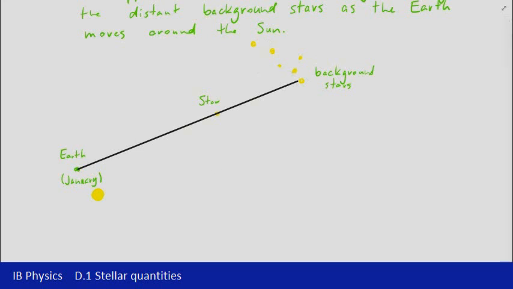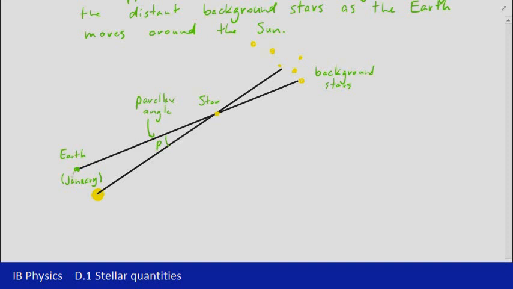Now, if we were to measure the angle from the middle of the sun through that star, so imagine, say, a quarter of the year through, the angle between those two lines here is the value P. That would be referred to as the parallax angle. So there's our parallax angle there.